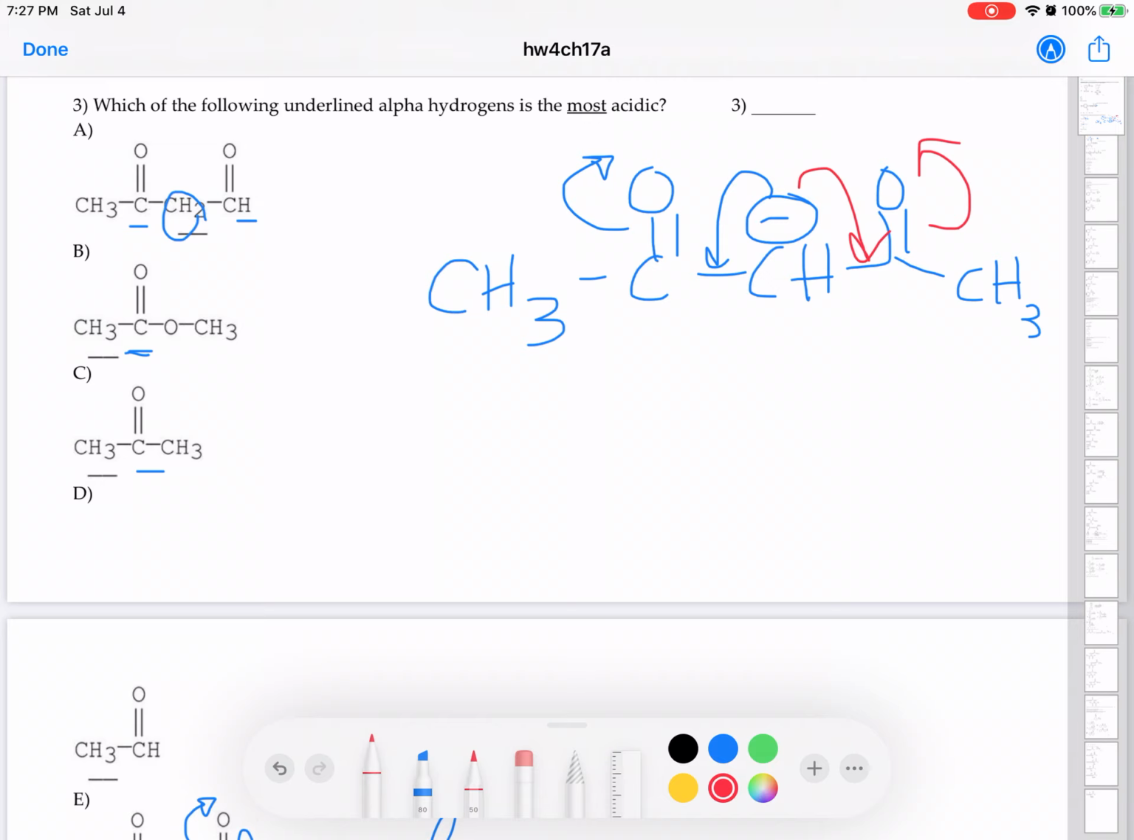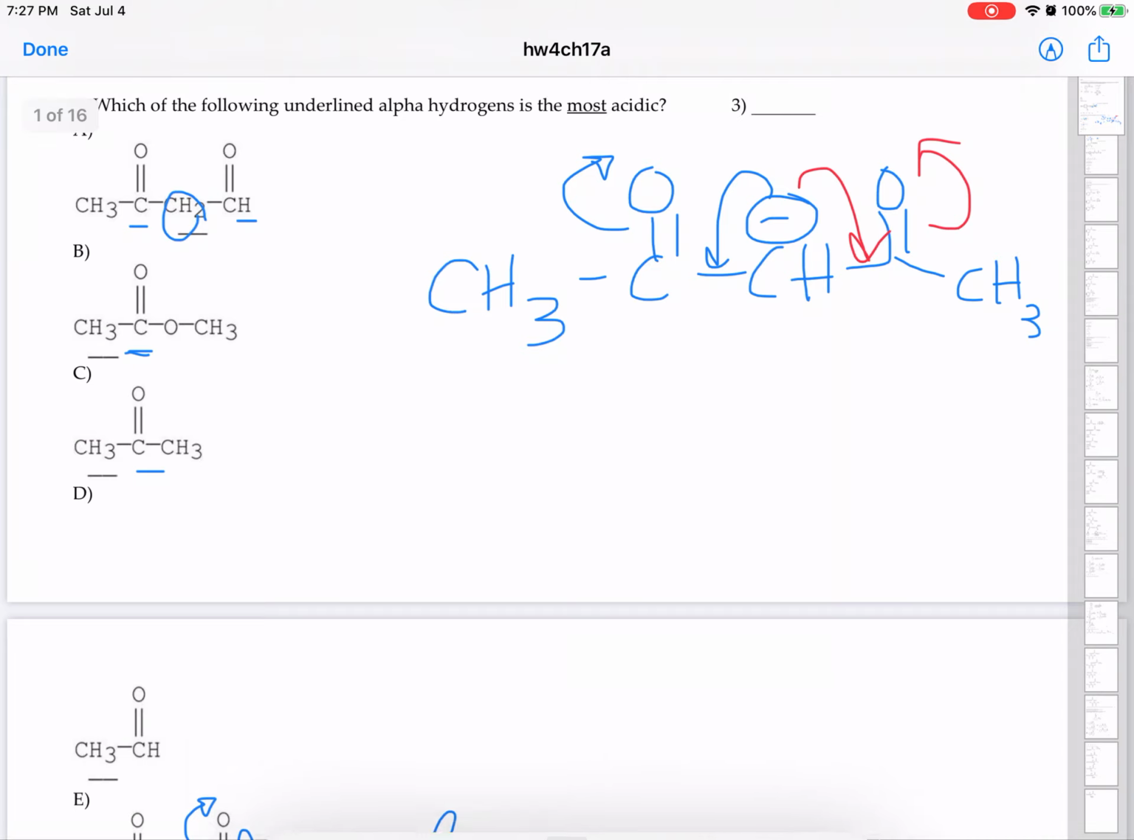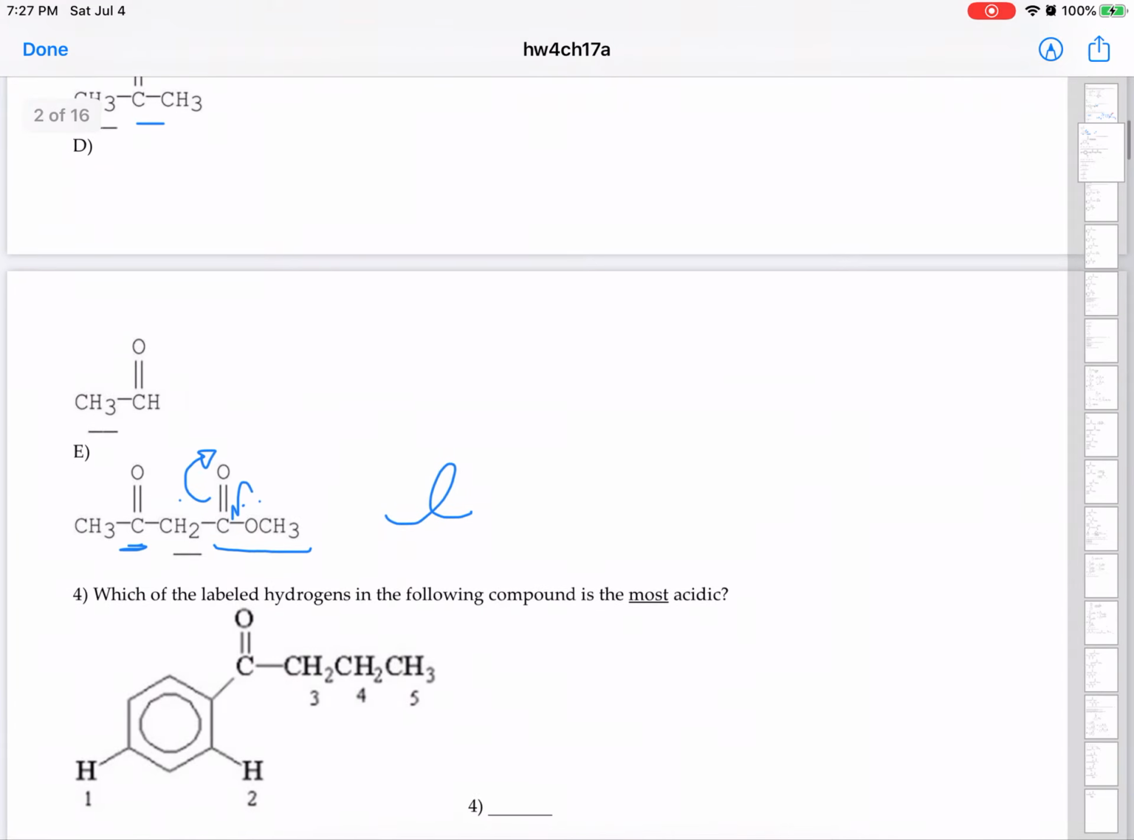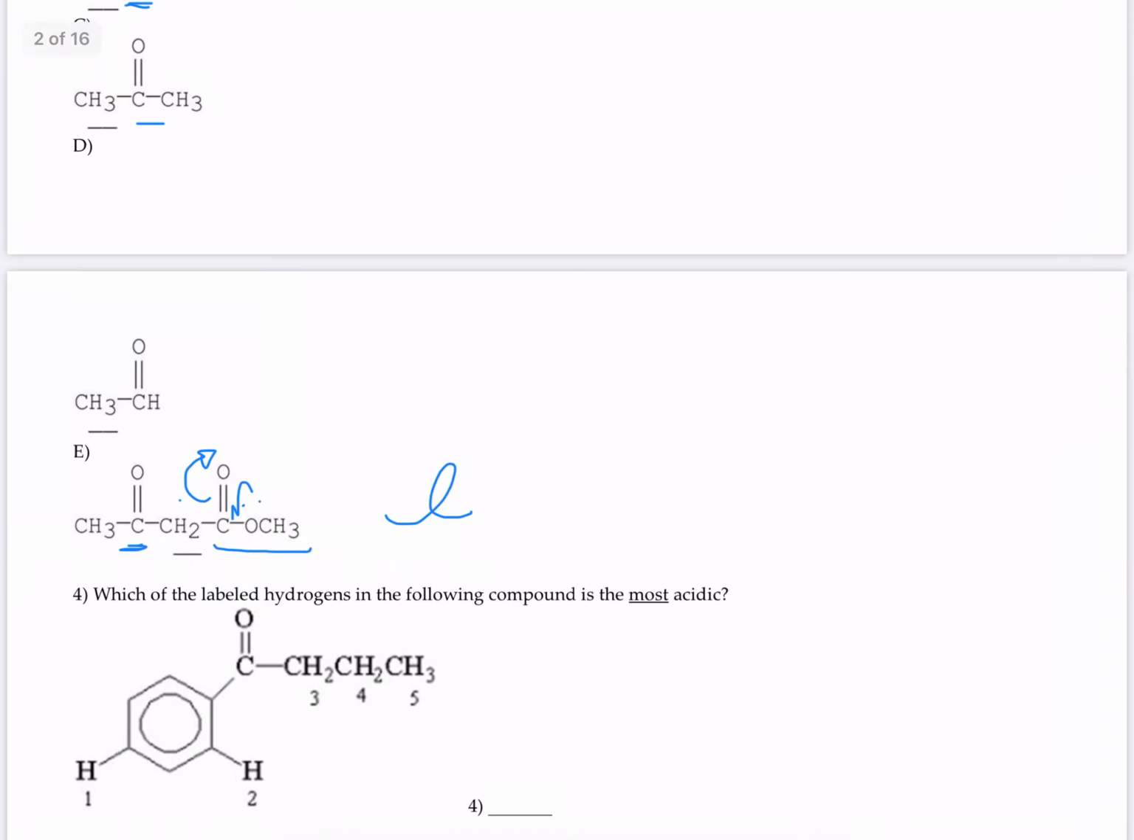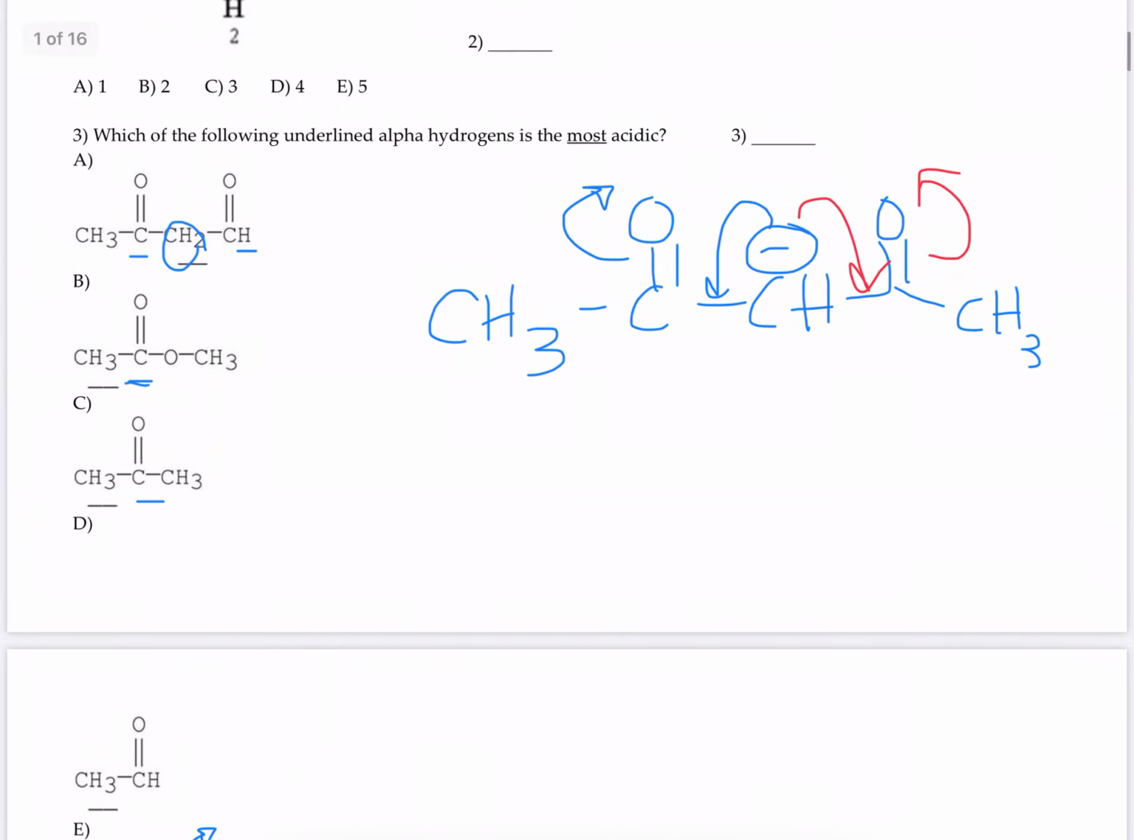So now A and E. Remember A is this one, and E also has 2 carbonyl groups. But in E, you can see the ester oxygen also competes for the resonance. So as a result, A hydrogen would be most acidic. Okay.